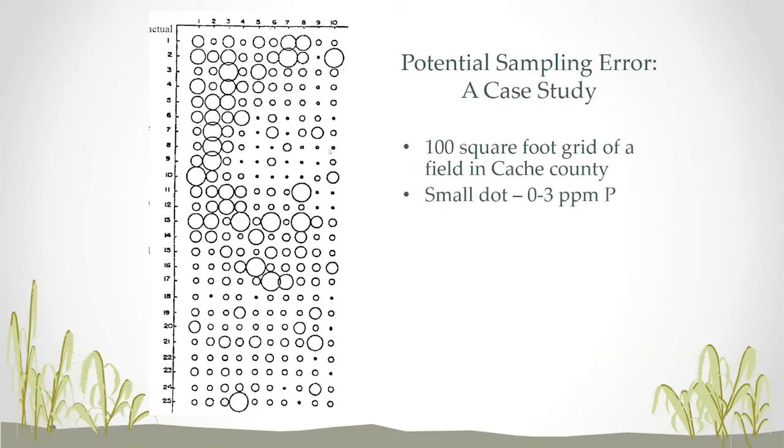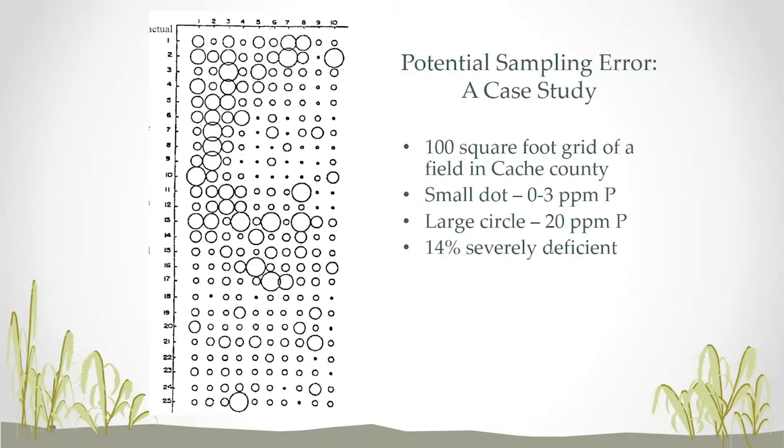The smallest dots in the graph represent the Olson soil test for phosphorus of 0 to 3 parts per million. Very low test phosphorus in that particular field. The large circles, however, the largest ones, are in excess of 20 parts per million phosphorus, which would be well into a sufficiency condition for phosphorus for pasture production.